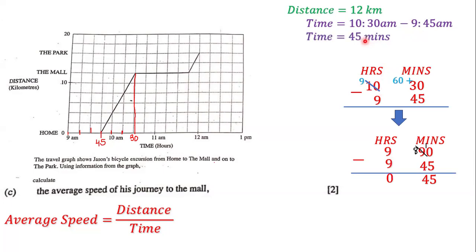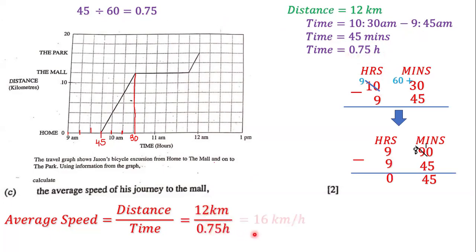We're going to take 45 minutes and convert it into an hour simply by dividing 45 by 60, because 1 hour is equal to 60 minutes. And so that's 0.75 hour. So the time is equal to 0.75 hours. So we have 12 kilometers divided by 0.75 hours. When we divide it, we get 16 kilometers per hour.